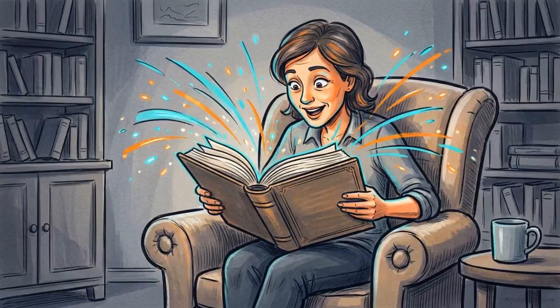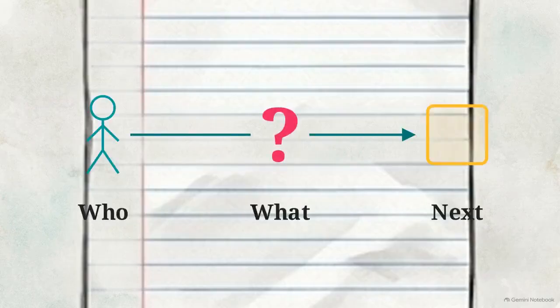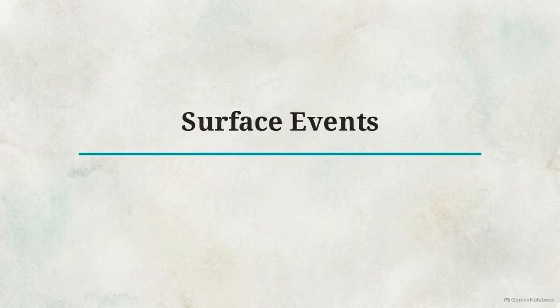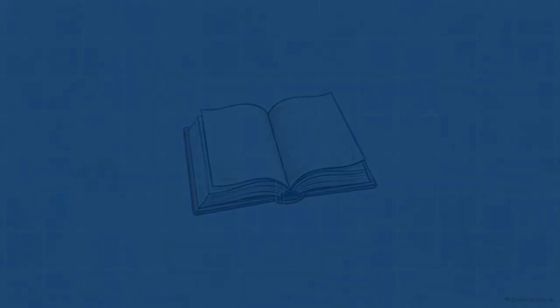When we read a story or a poem, it is easy to get caught up in the action, tracking who did what and finding out what happens next. But how do we dig beneath the surface events to uncover the deeper meaning? The answer lies in the architecture of the text itself.